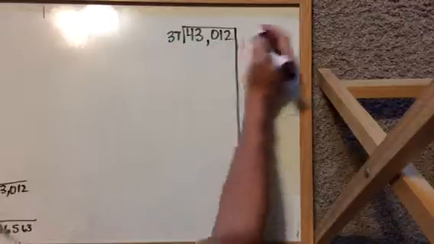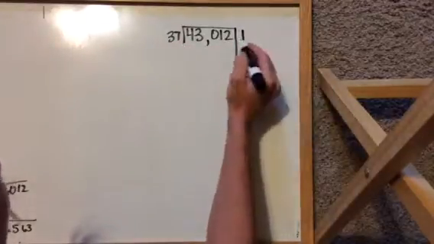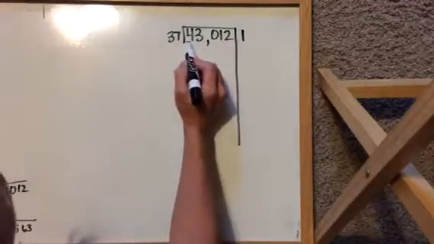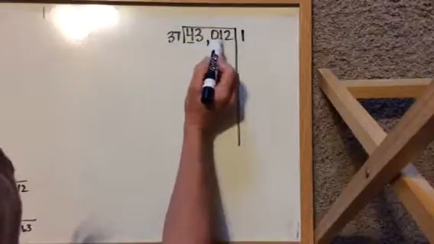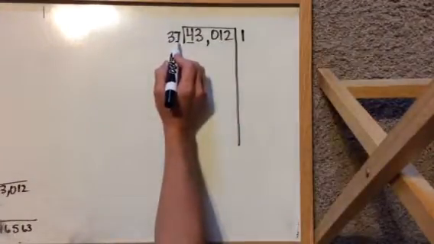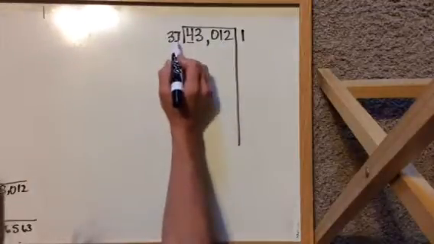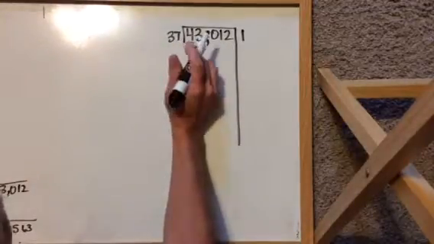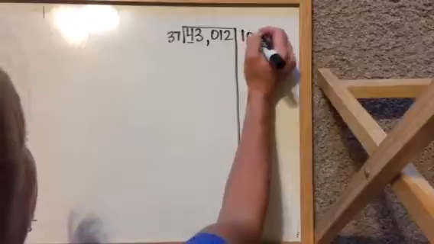So we're going to come over here. It will go into the 4 one time. So we're recording our 1. And we count how many digits are after the 4. 1, 2, 3. 4 digits are after the 4. There's only 1 digit after the 3. So 4 minus 1 is 3. So we're going to add 3 zeros.